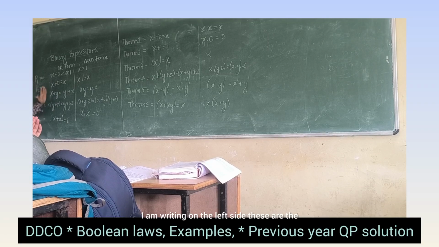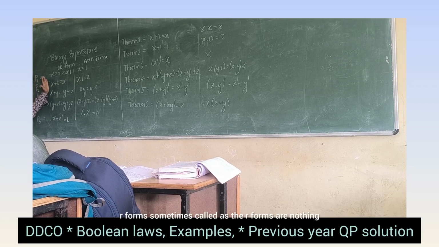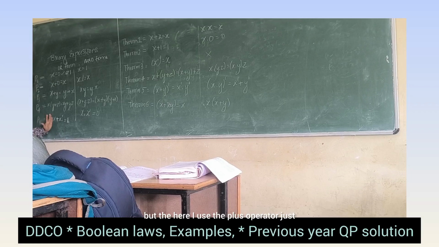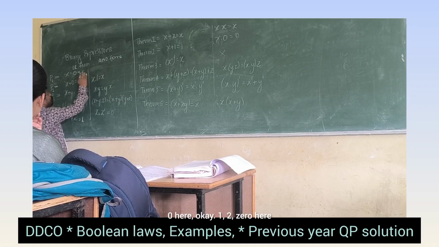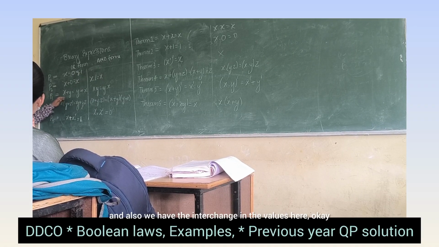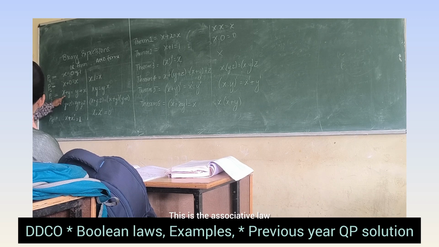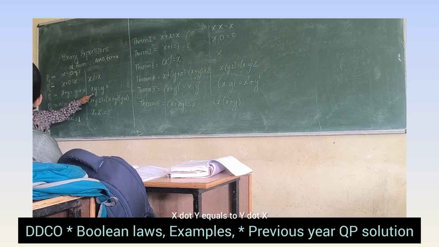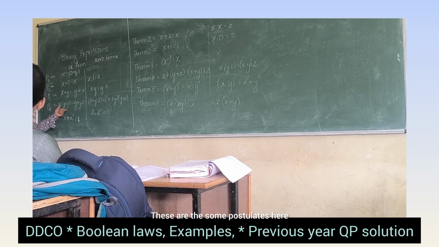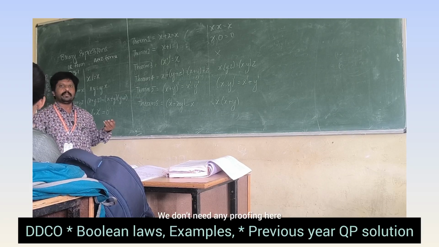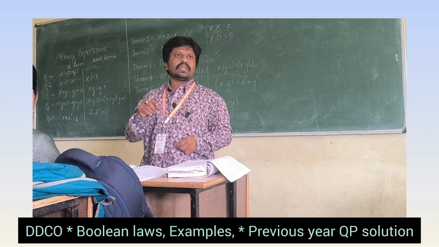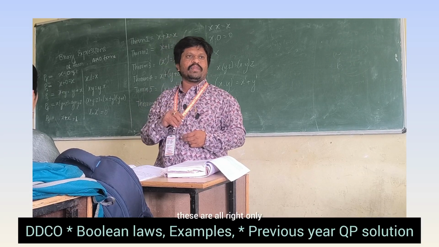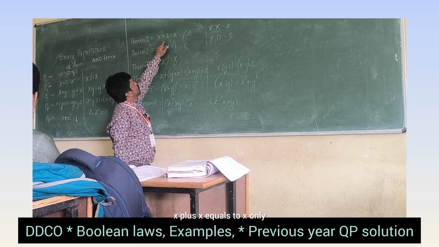Whatever I am writing on the left side, these are the OR forms, where I use the plus operator. I am just changing the OR to AND, 1 to 0, and also interchanging the values here. This is the commutative law, x plus y equals y plus x, x dot y equals y dot x. These are some postulates. We don't need any proofing here, already we have assumed them; these assumptions are all right only. But on the theorem side, x plus x equals x only.